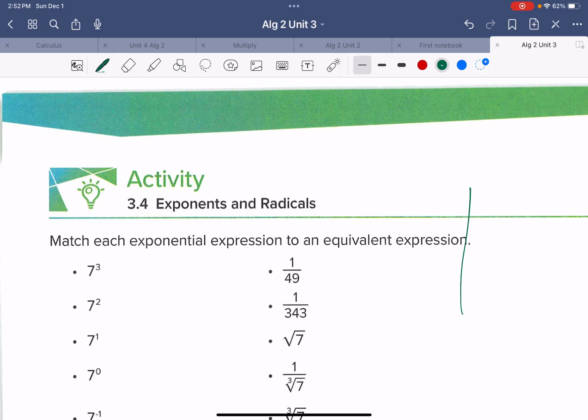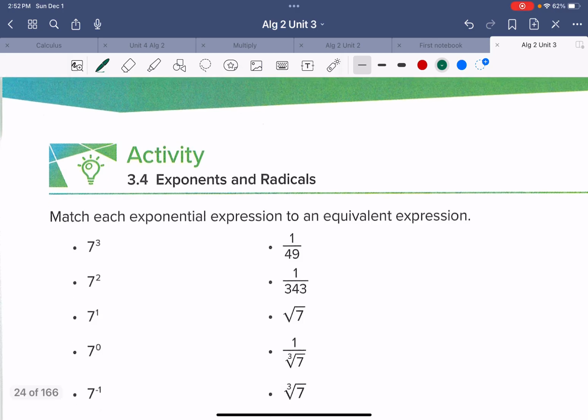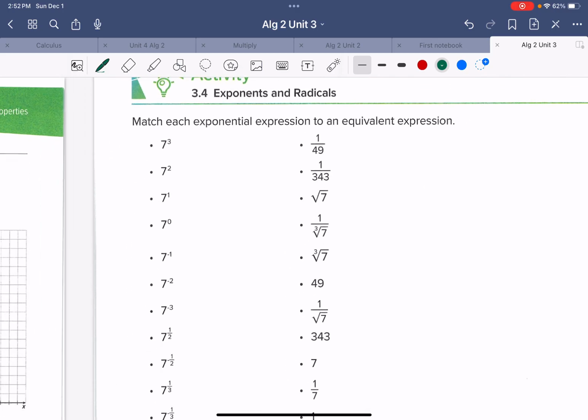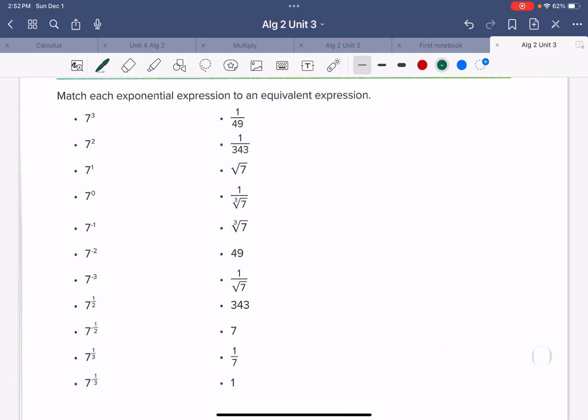Okay, now we're going to ignore what I just did right there and get rid of that, and go back to the pen tool. We're going to match these up here. So negative exponent means fraction. Negative exponent does not mean negative number. Negative exponent means fraction. So you have all the versions of things here. So we're going to match this up. So take a moment and match these up.